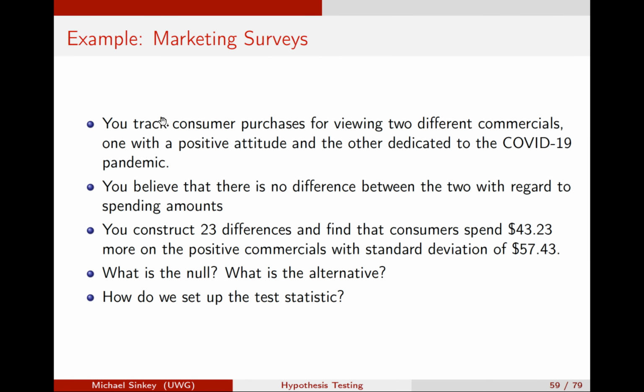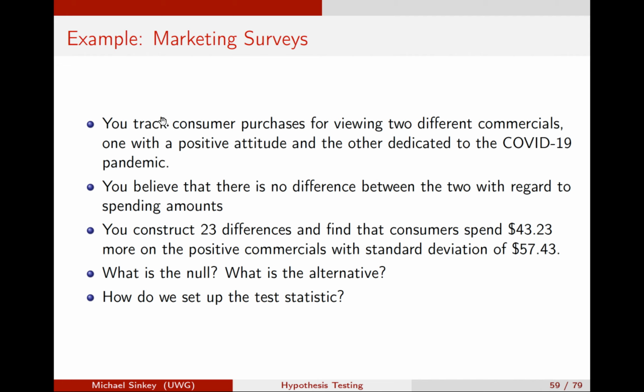Let's look at an example of a marketing survey. So you track consumer purchases for viewing two different commercials. One has a positive attitude, the other is just totally dedicated to the COVID-19 pandemic, so it's super demoralizing. Nonetheless, you believe that there's no difference between the two with regard to spending amounts. But then you actually look. So you show people from the same group, maybe it's College of Business juniors, maybe it's your parents, who knows, 23 differences in spending. Based on, I saw this commercial and I spent this much, I saw this commercial and I spent that much. We find that consumers spend $43.23 more on the positive commercials with standard deviation of 57.43.